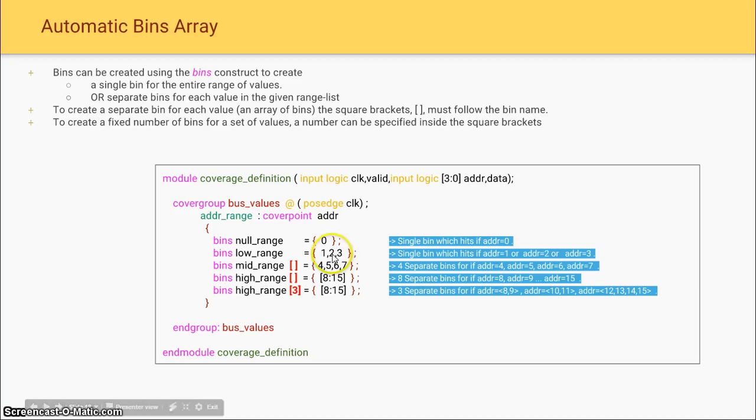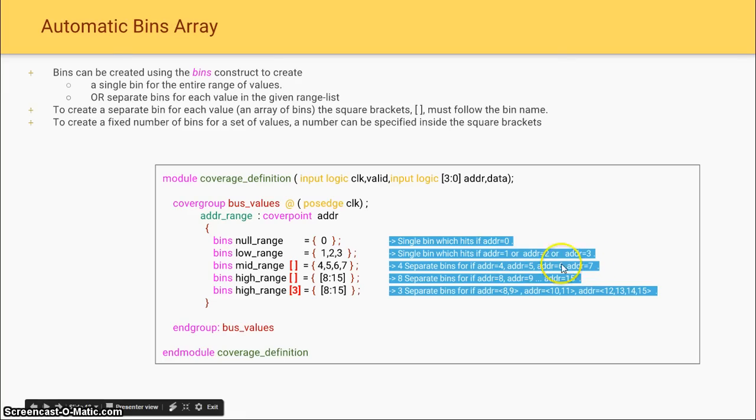Now if you want to create separate bins for every listed value, you can create an array of bins. In order to create an array of bins, you need to use an empty square bracket before listing the different values. So this is an example. The mid range I have given as an array of bins with an empty square bracket, and the values given as 4, 5, 6 and 7. So this statement will create 4 separate bins for address equal to 4, 5, 6 and 7.